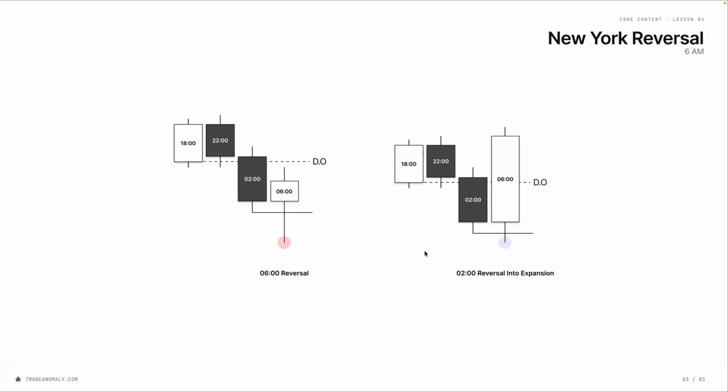Now let's talk about New York reversal. Essentially the same thing, right? The previous sessions do not reverse. So you know that this 6 a.m. 4-hour candle must reverse. If it has that large wick, you're not going to be trading that. You're going to be trading 10 a.m. If it has a small wick, you can engage with this reversal profile.